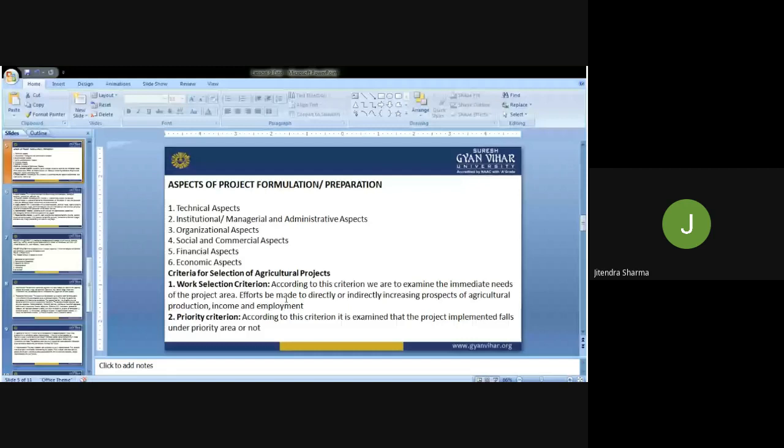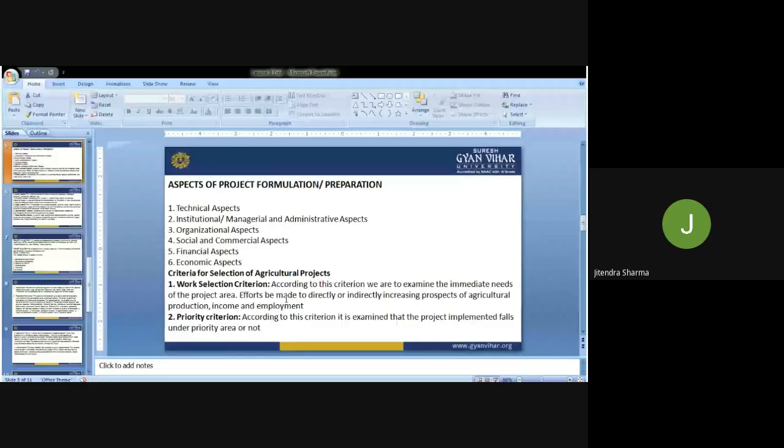And then the administrative aspect, the administrative assistance which is required for the completion of the project, will be very much important. Then the organizational aspect, that is, how we will coordinate all the stakeholders of the project, either within the organization or outside the organization. How we can have the coordination is very important.